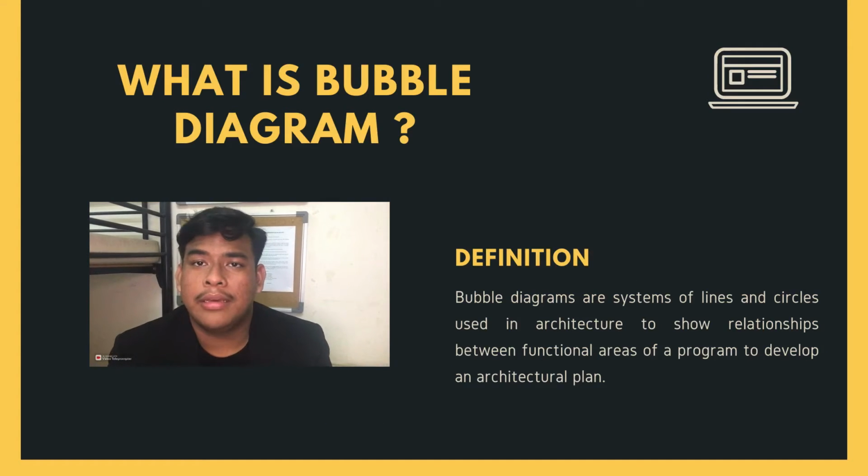What is a bubble diagram? Bubble diagrams are systems of lines and circles used in architecture to show relationships between functional areas of a building to develop an architecture plan.